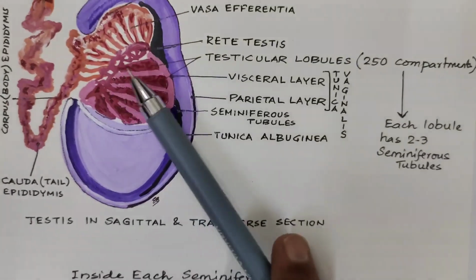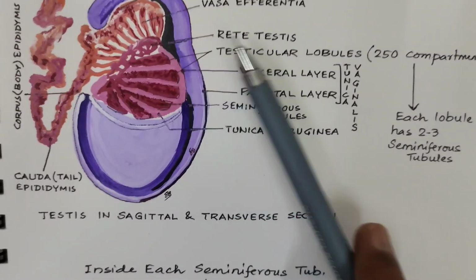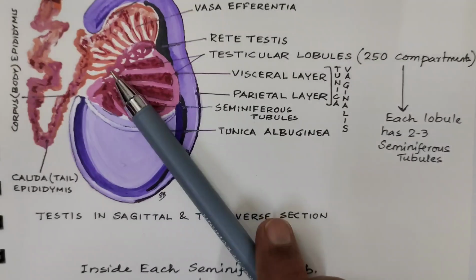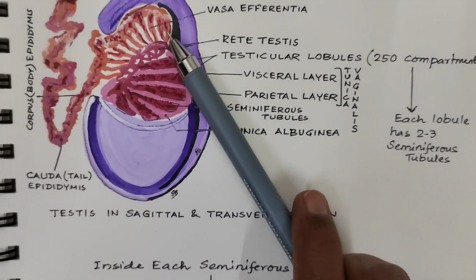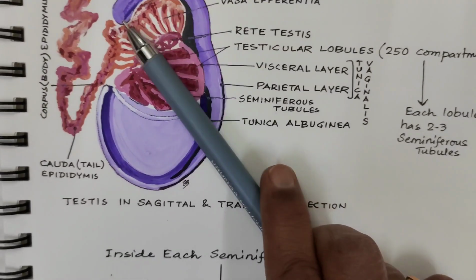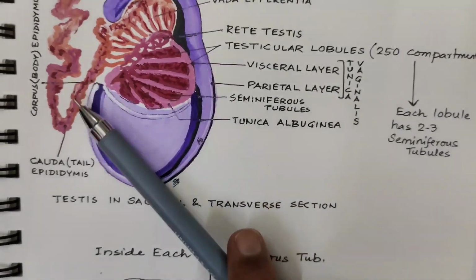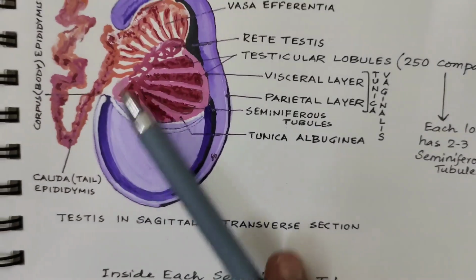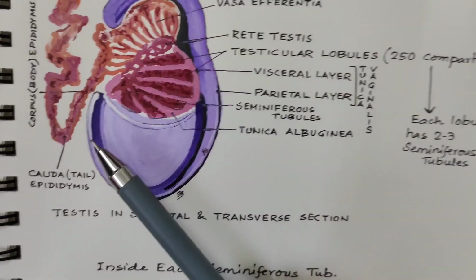These are seminiferous tubules, from where the rete testis arises. From the rete testis, the vasa efferentia come out. From there, the epididymis is formed. The epididymis has three parts. What are the three parts?